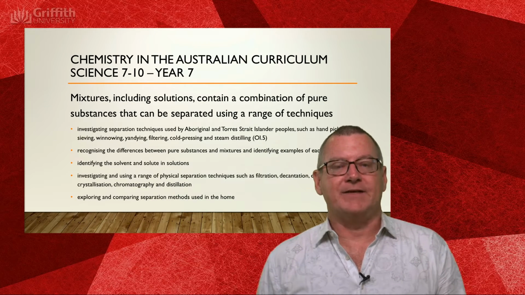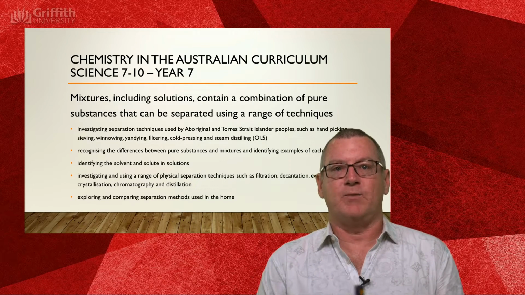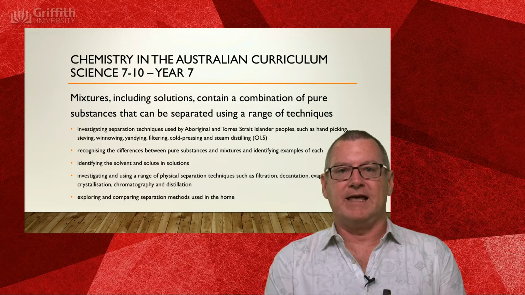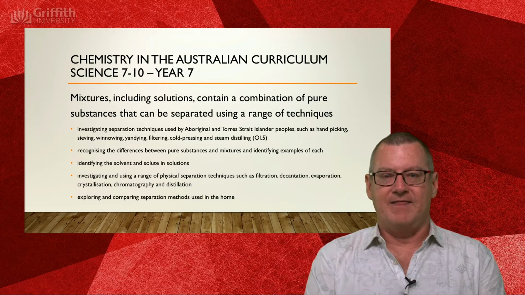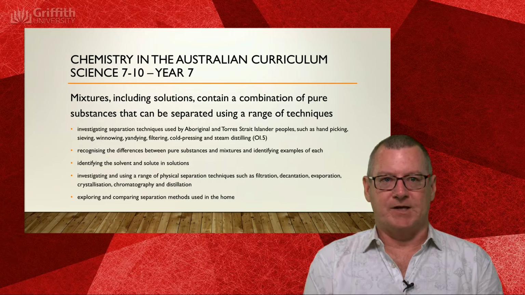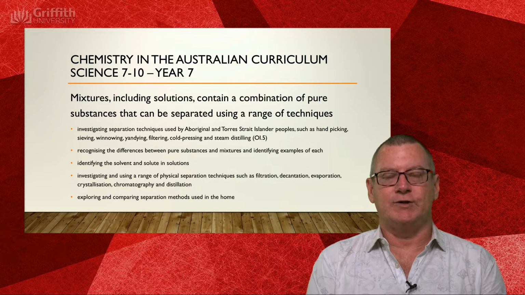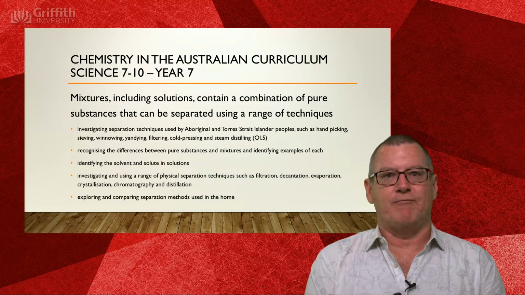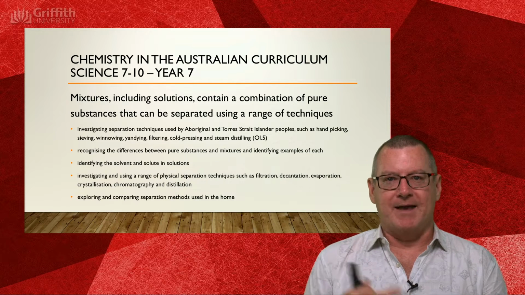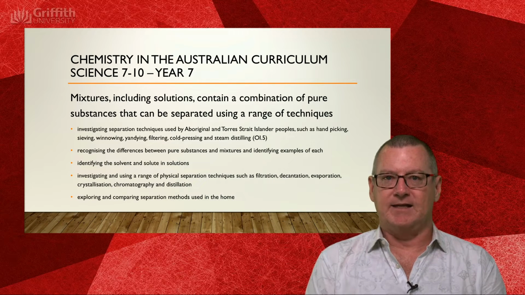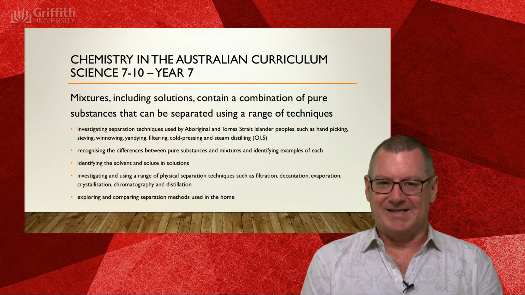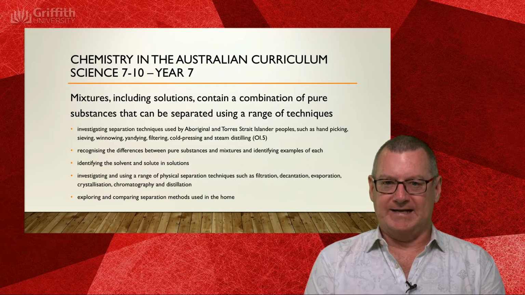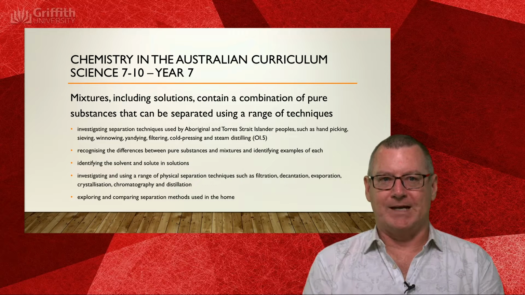So for Year 7, for chemical sciences, there's only one sentence topic. So there is more emphasis on some of the other sciences in Year 7 than there are on chemistry. So there's one. Mixtures, including solutions, contain a combination of pure substances that can be separated using a range of techniques. So it's about mixtures and it's about separation techniques. And we're going to do a lab, I'm pretty sure it's this week or possibly next week, on separation techniques, a range of techniques used to separate.